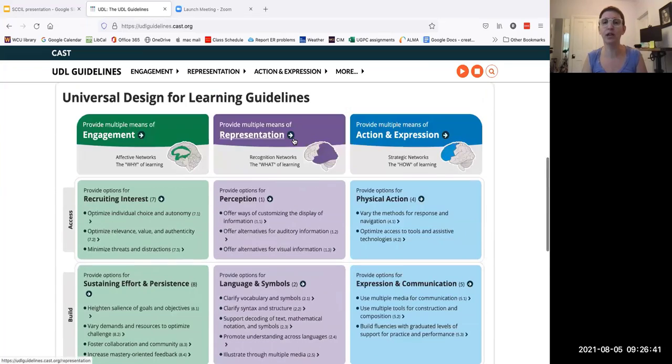So if I look at my overall implementation of Universal Design for Learning across my one-shot instruction, I'd say that probably 75% of the strategies I use fall under the middle category of multiple means of representation. And only maybe 15 to 20% of what I do falls under multiple means of engagement on the left, and probably only 5 to 10% falls under action and expression on the right. So my implementation is completely unbalanced and uneven.